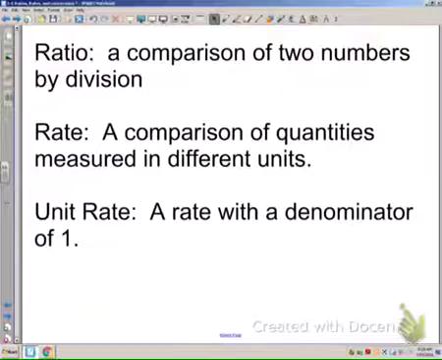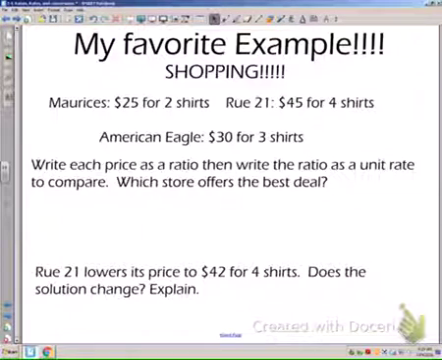Need to know some key vocabulary. A ratio is just a comparison of two numbers by division. A rate is a comparison of quantities measured in different units. And the unit rate is just a rate with a denominator of 1. Let's get started with some real problems.